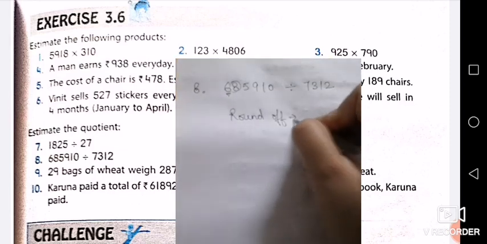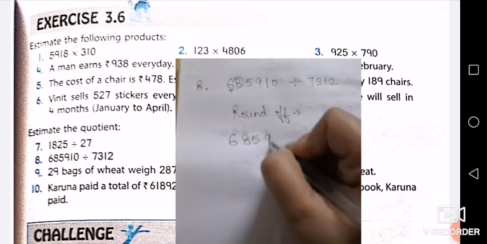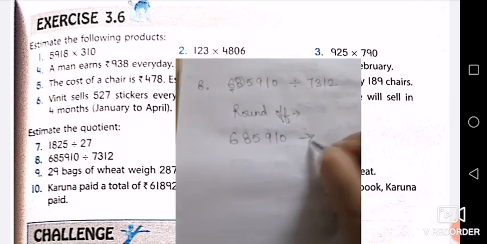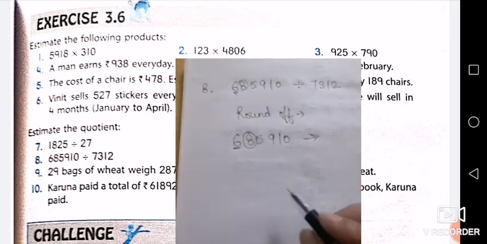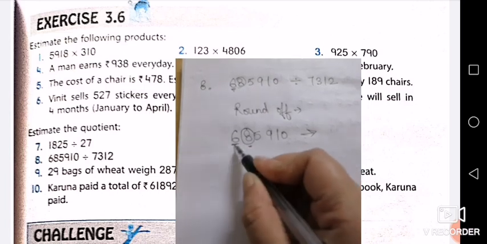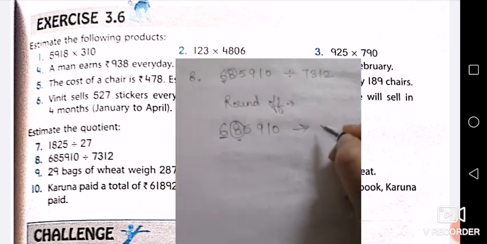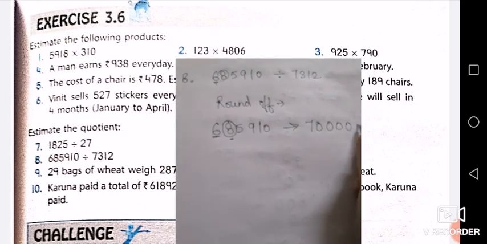Round off we will do it, that is 6,85,910 will be given to you. We are going to round off to lakh. We will see this 10,000 place. Now the 10,000 place is 8, which is greater than 5, so 1 will be added here. So this will become 7, then the rest of the places will be 0.